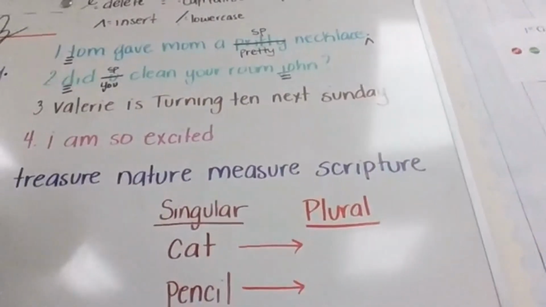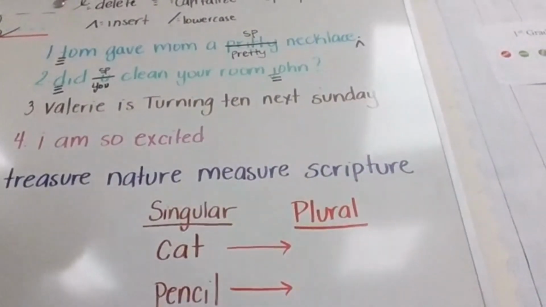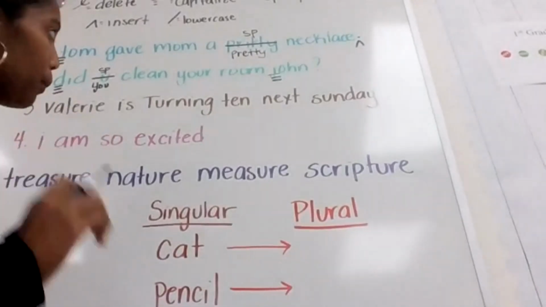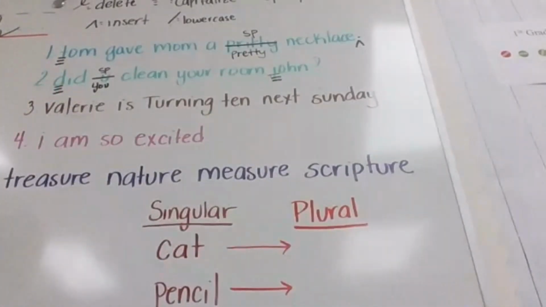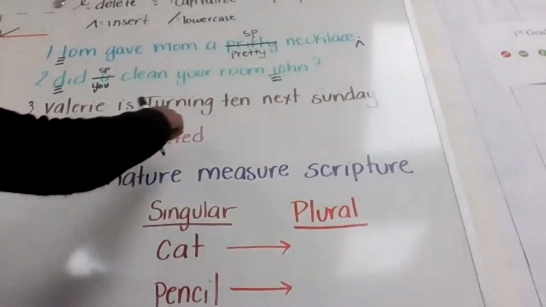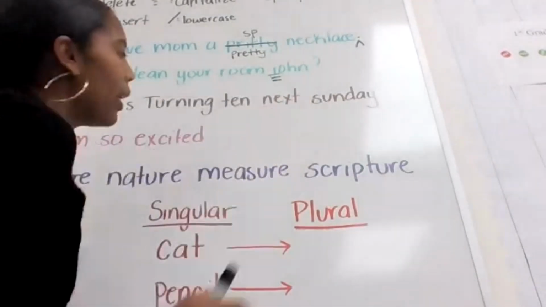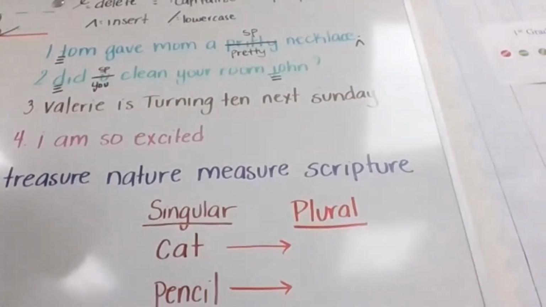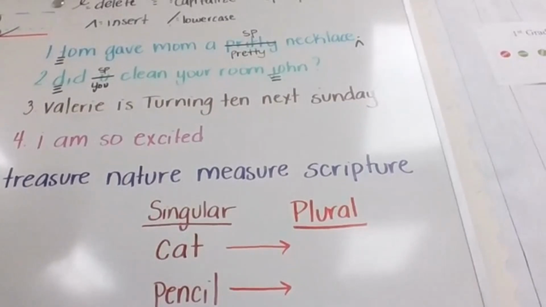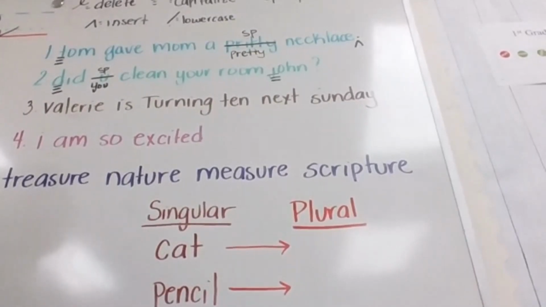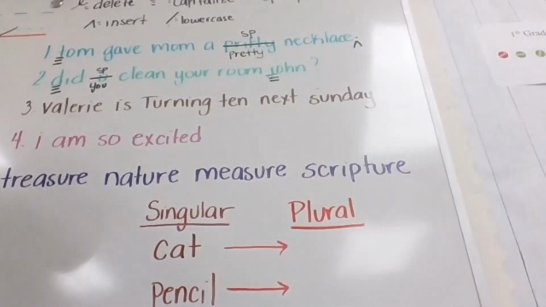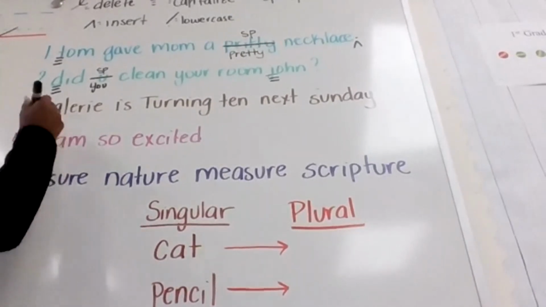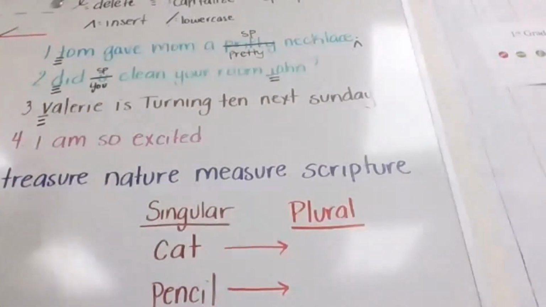So this is going to be important on the test Thursday, to make sure you pay close attention to every single part of that sentence that you need to correct. Number three, Valerie is turning 10 next Sunday. How should I correct this one here? Okay, Harlem? Capitalize the V. V in Valerie, okay.